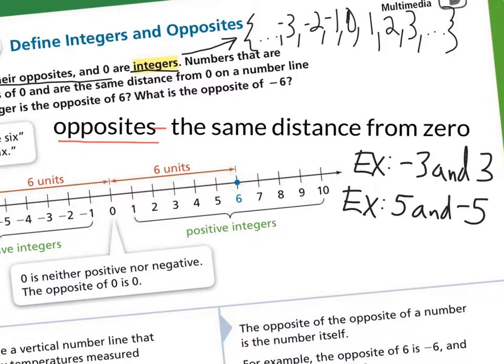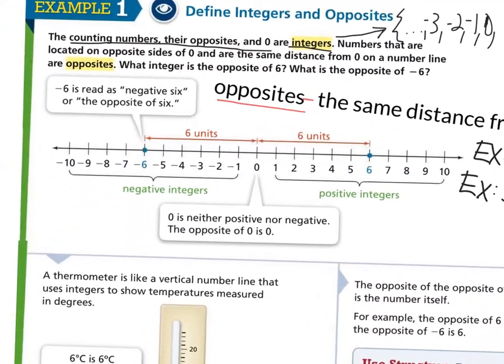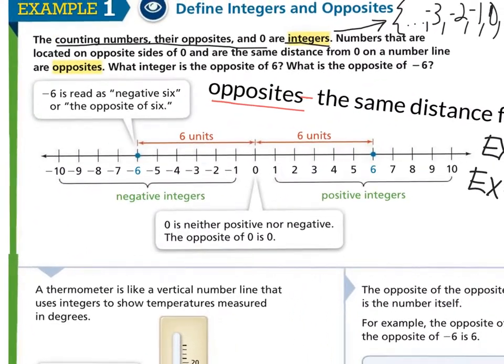On a number line, we have negative numbers to the left of 0. Positive numbers are to the right of 0. So the deal is the further we get to the left, the smaller the number is. And the further we get to the right, the bigger the number is.